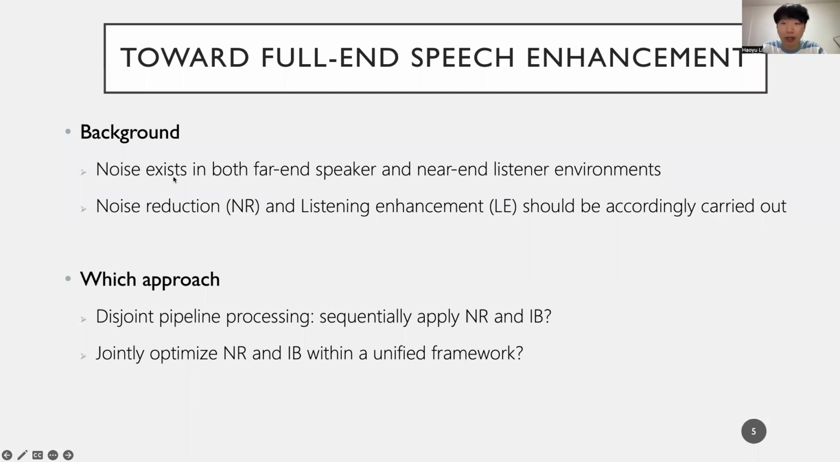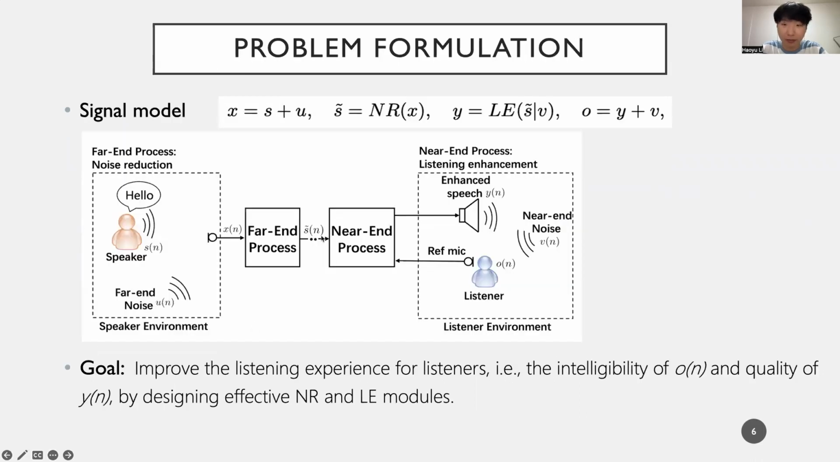And in this work, we are going to investigate a so-called fluent speech enhancement task. As we introduced before, given a condition that noise exists in not only the far speaker but also the near listener environments, we will have to carry out the noise reduction and listening enhancement modules sequentially. So the question here is, how can we combine these two modules? Is the disjoint pipeline processing better, or should we jointly optimize these two modules under a unified framework?